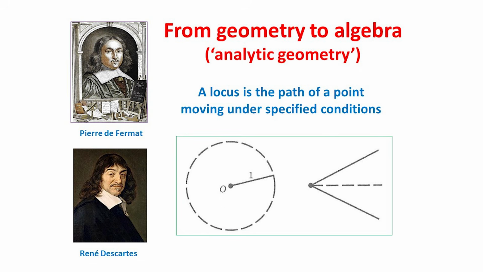Involved with these advances were the French lawyer and mathematician Pierre de Fermat and the philosopher René Descartes. Both were interested in locus problems, where we seek the path of a point in the plane moving under specific conditions. For example, the locus of a point which is always at distance 1 from a given point O is the circle of radius 1 with O as its centre. And the locus of a point that's equidistant from two intersecting lines is the line that lies halfway between them.